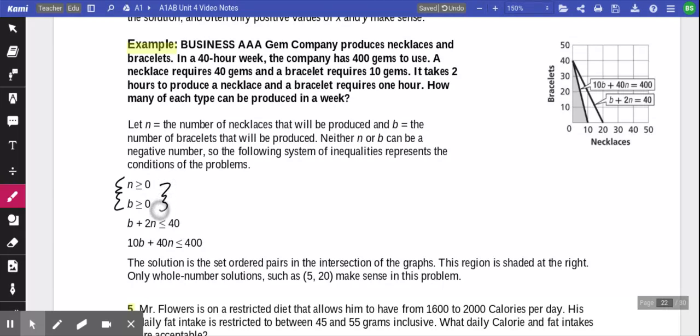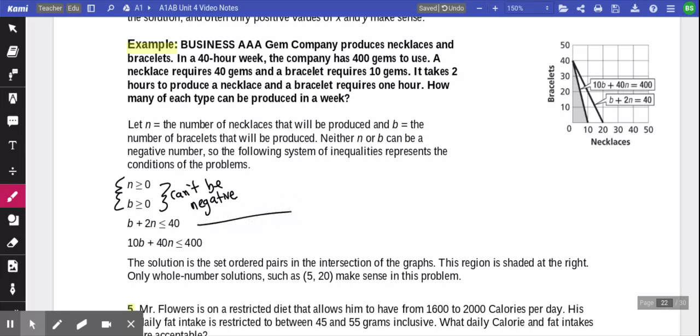Another way to say both of these here is that they can't be negative. That's what greater than or equal to 0 means, because it wouldn't make sense for the number of necklaces and bracelets that you produce to be negative. You can't produce a negative number of them.